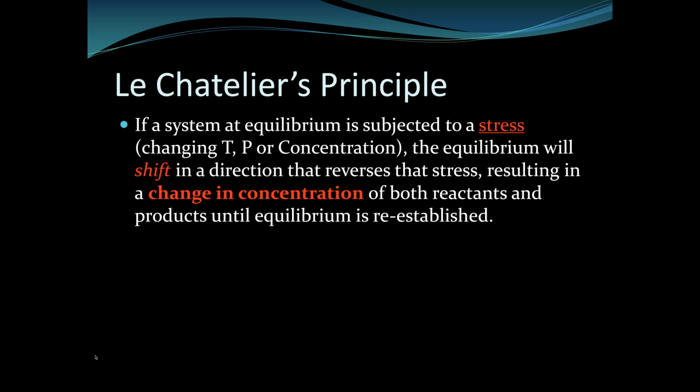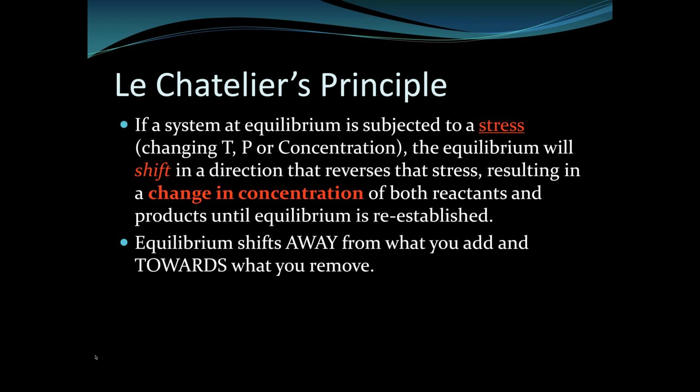So imagine you're sitting in front of a fire and you start to feel too hot. That's a stress. So you shift in a direction that reverses that stress. You're too hot, so you'll shift away from the fire so that you feel cooler. That's what I mean by stress and shift. It's cause and effect. The change in concentration will result in you completely reversing your stress. And that's what I want you to keep an eye on as we go through this.